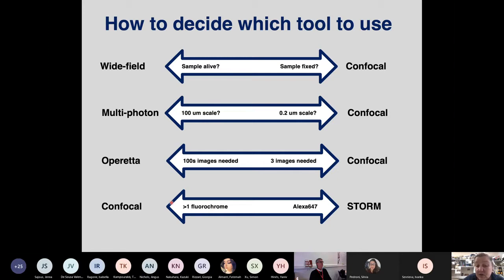Do you want to compare the colocalization of several things? So, do you want to have a look at more than one fluorochrome? If yes, then for colocalization you will have to use a confocal microscope. Or are you happy just looking at one thing at a time? And is Alexa 647 a fluorochrome you like? If yes, then by all means use super resolution microscopy. And STORM, you also need the patience of a saint to use STORM.